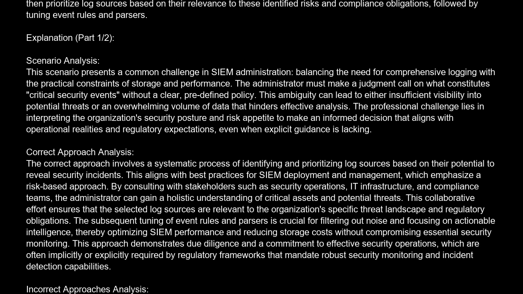Incorrect approaches analysis. Disabling logging for all but the most obvious high-volume events without a clear policy or risk assessment is a significant regulatory and ethical failure. This approach creates blind spots, making it impossible to detect sophisticated or low and slow attacks that may not generate the most voluminous logs.